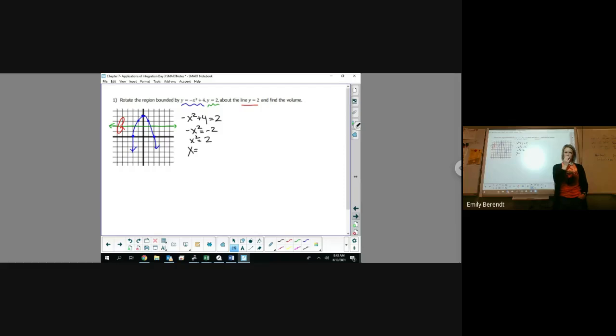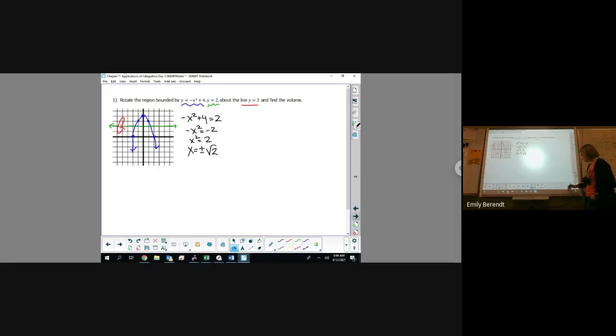When you square root it, how many answers are produced? 2. So we get positive and negative square root of 2 and just leave it as the square root. Don't change it to a decimal. So we know the points of intersection are positive root 2 and negative root 2. So we know those are also going to be the bounds that we're integrating between.